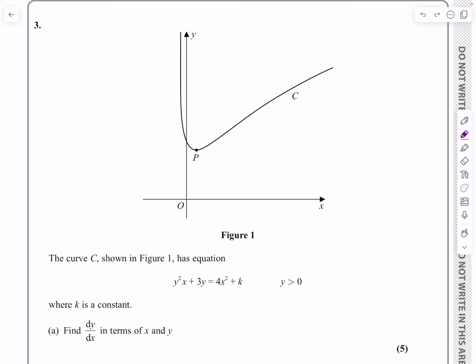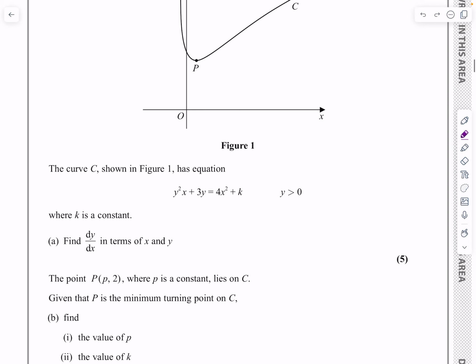It says we've got this curve C, which is defined by y squared x plus 3y is equal to 4x squared plus k, where y is greater than 0 and k is a constant. Part A is not too bad. It says, can we find dy by dx in terms of x and y? So yeah, we'll go ahead and do that in a second.